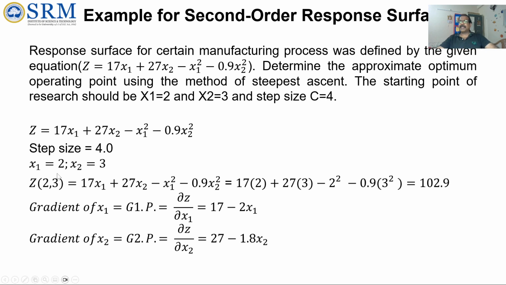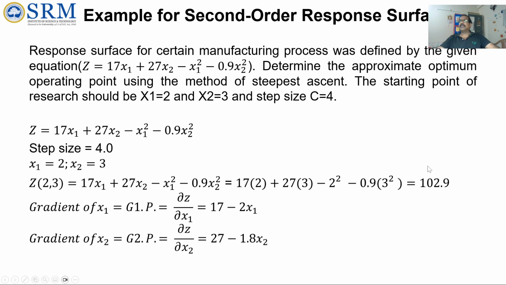The current operating condition is x1 equal to 2, x2 equal to 3. In this equation we need to substitute the x1 value and x2 value. So they are substituting x1 as 2, x2 equal to 3, and they are finding the output.